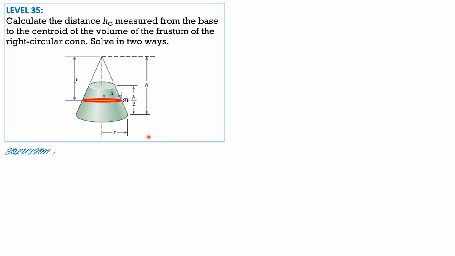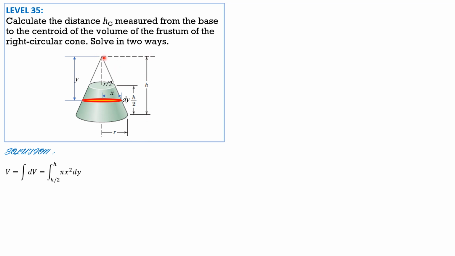So that is y. Then because this is h over 2, the overall height of this imaginary cone is h. So the radius here would be r over 2, half of r. So for the first method, volume is the integral of differential volume. The differential volume is pi x squared dy. So integral of dV, volume, with limits h over 2 to h.